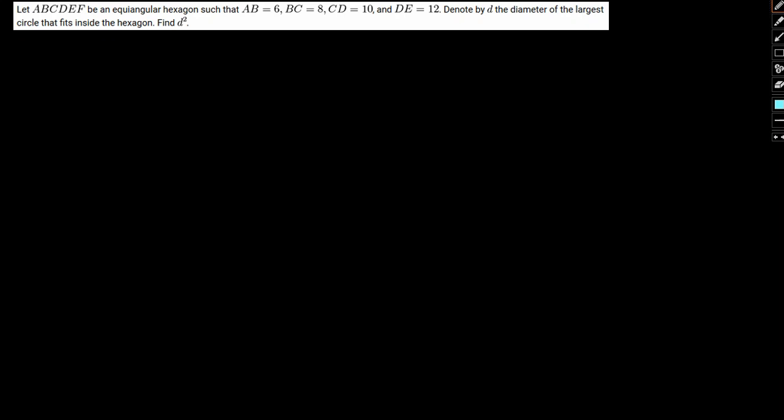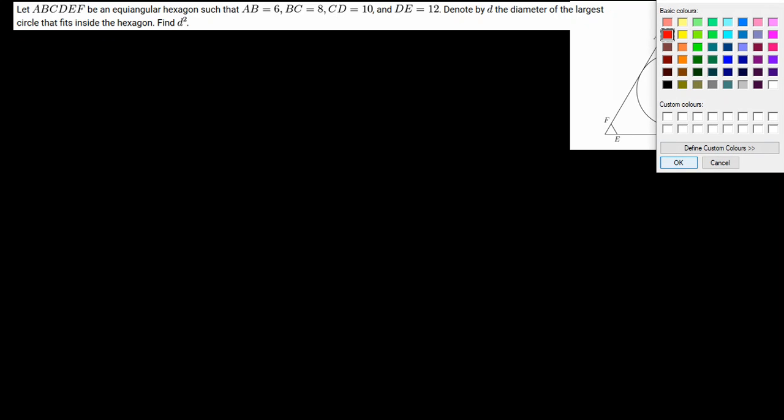So let's take a look at the diagram of the same so that we can get a better idea as to how to tackle the question. So here's the diagram of the same. So let's mark the regions in accordance to that. So here given AB is equal to 6, BC equal to 8, followed by CD equal to 10 and DE is equal to 12.